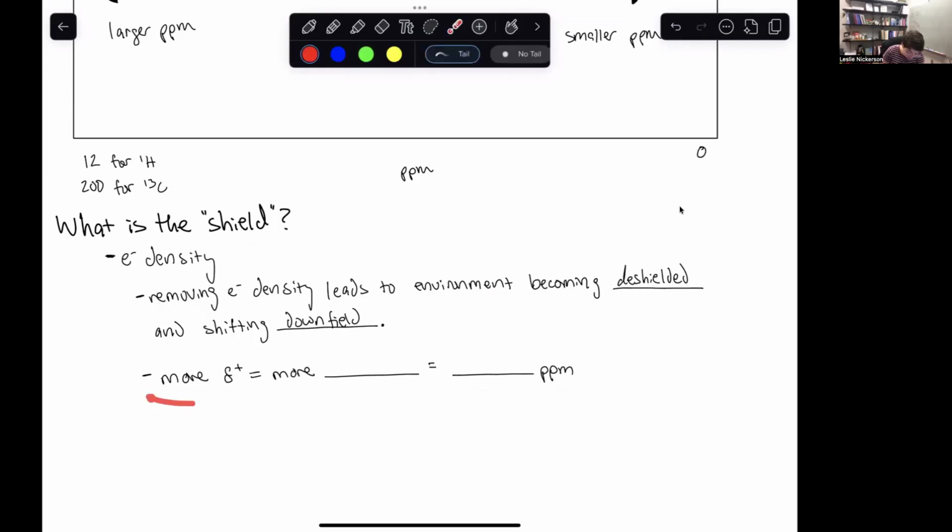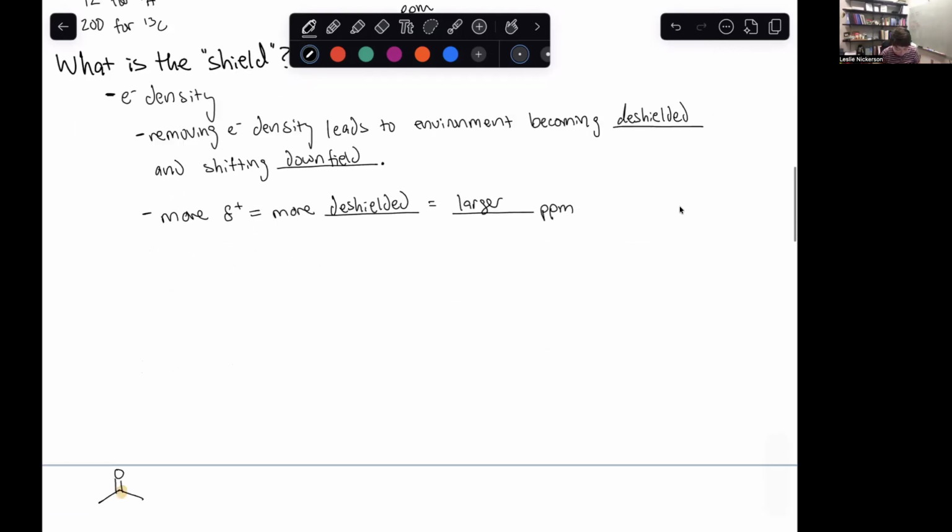So that's what we want to think about. But at the end of the day, if we're thinking about more delta plus, kind of like more of that partial positive charge, we're going to be more deshielded, and it's going to be a larger ppm. Okay, so that's what we kind of want to think about. Electron density is our shield. Removing it is deshielded, going downfield. Adding onto it is becoming shielded and going upfield.